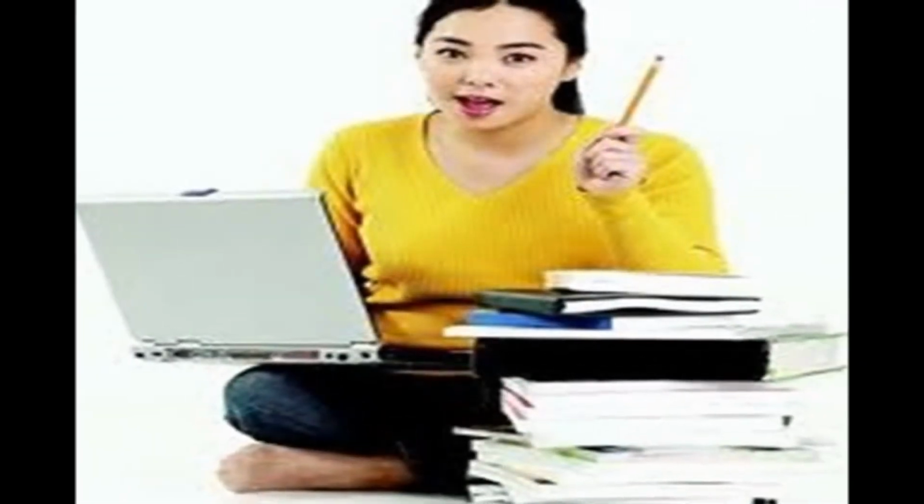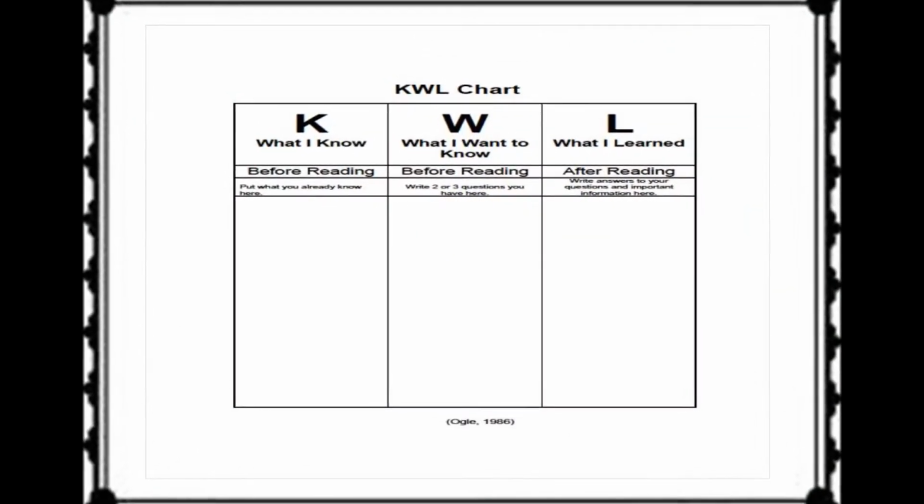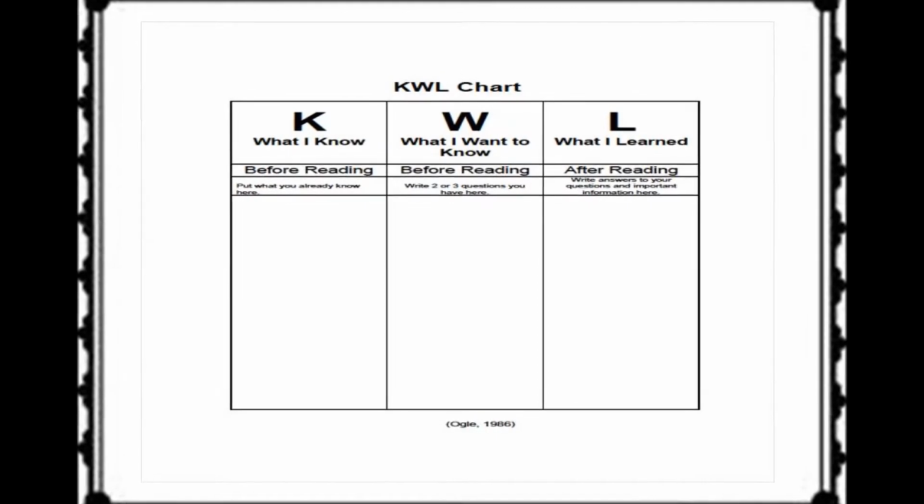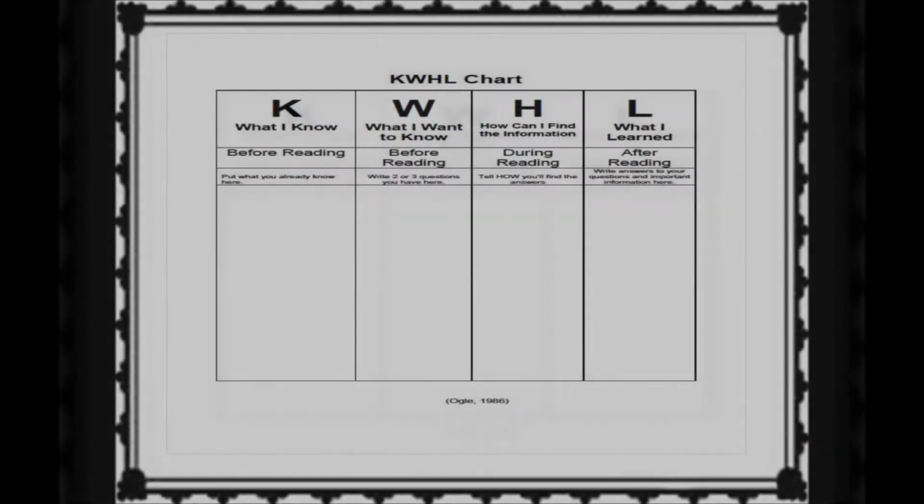The KWL method can be used for studying virtually any material, and it does not necessarily have to be used with a group, but it has been found to be significantly more effective when used in a group. So you can use a KWL chart, an organizer, to help yourself, and this is very helpful not only in reading but also in listening and speaking.